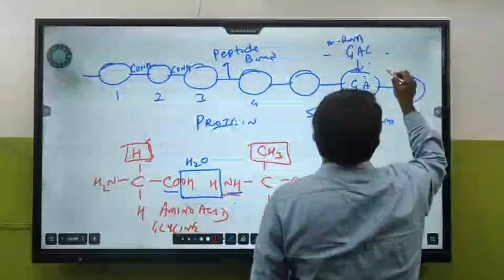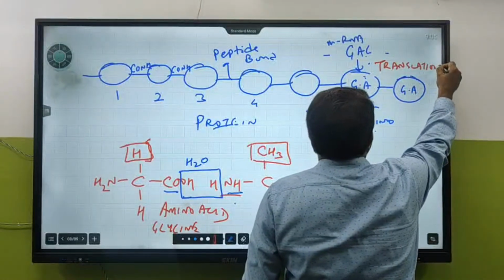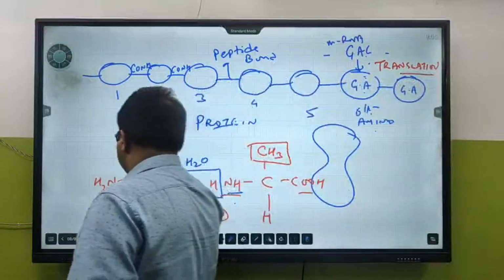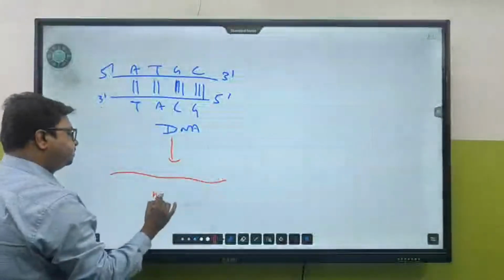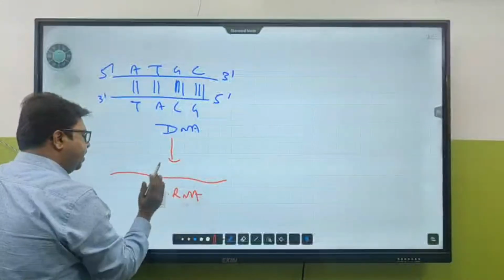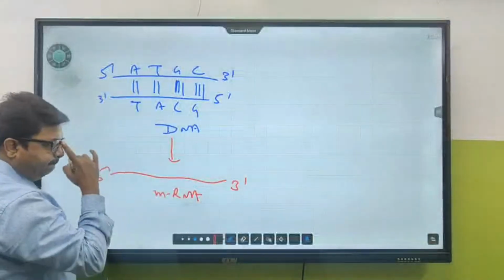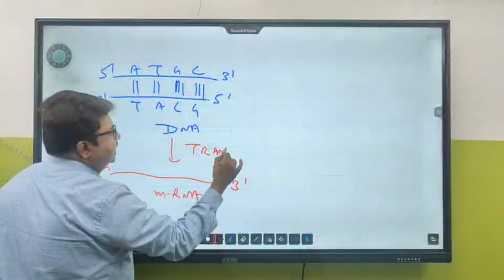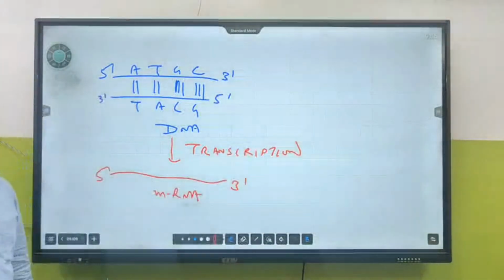mRNA makes protein by the process of translation. Translation. So next chapter we are going to study about all this. So DNA is going to make mRNA, single-strand mRNA, starting from 5 prime to 3 prime. And the process is called transcription.